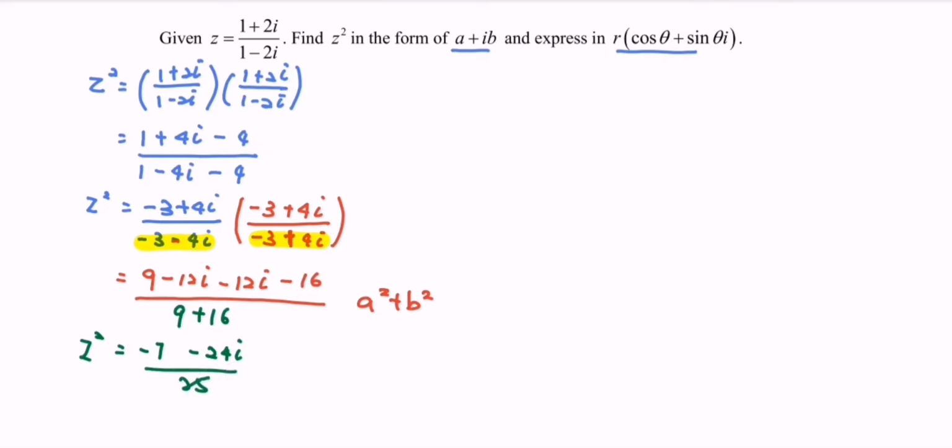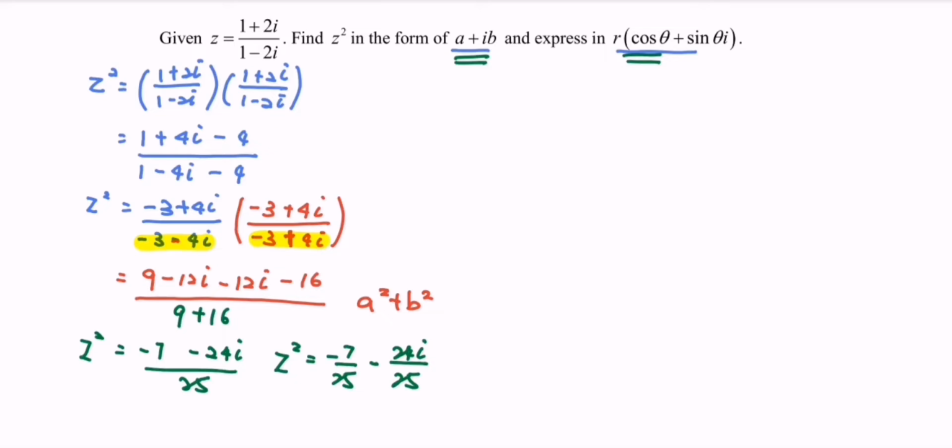So referring to the question, they said in the Cartesian form, a plus bi. So z squared will equal negative 7 over 25 minus 24i over 25. So that is the Cartesian form. Next is to express it in polar form.